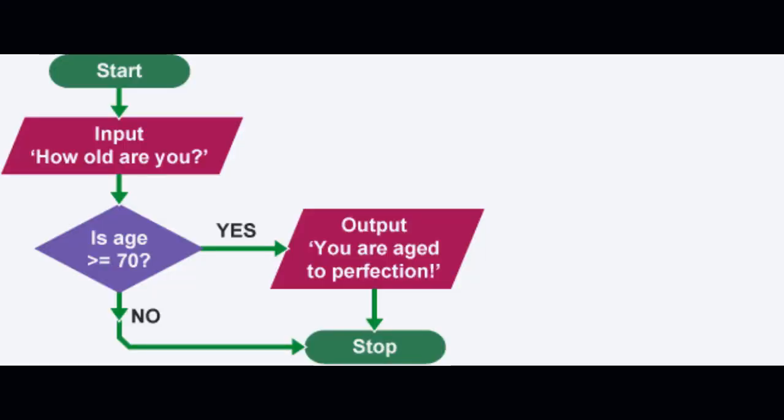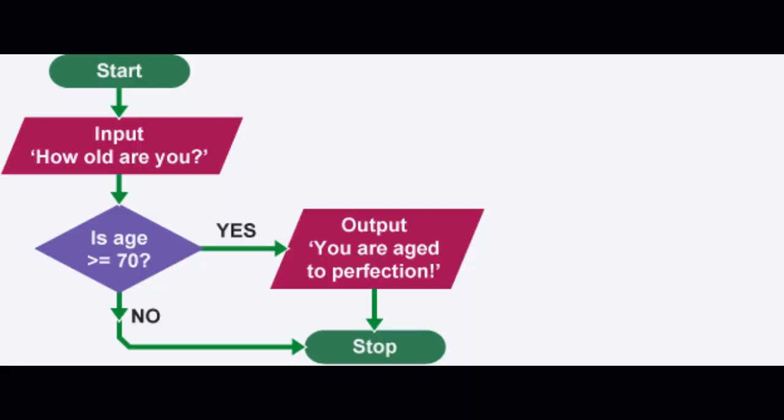So to start, I want to show you a flowchart and then I'll start to code that flowchart in Python. Let's look at the first one, a very simple, funny one. If you look at this flowchart, we have a start point, and we're going to input: how old are you? Then we have a diamond, decision making. If age is greater than or equal to 70, we're going to print out you are age to perfection. If not, we're not going to do anything for now, and then stop. So that's our first flowchart.